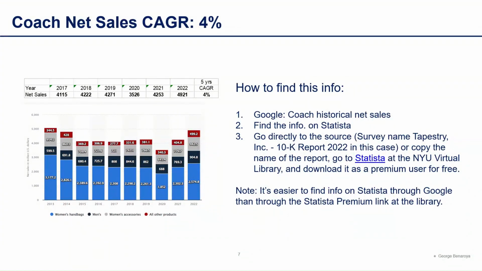3. Go directly to the source, survey name Tapestry Incorporated 10K Report 2022 in this case, or copy the report's name, and then go to Statista at the NYU Virtual Library and download it as a premium user for free. Note, it's easier to find information on Statista through Google than through the Statista premium link at most libraries.